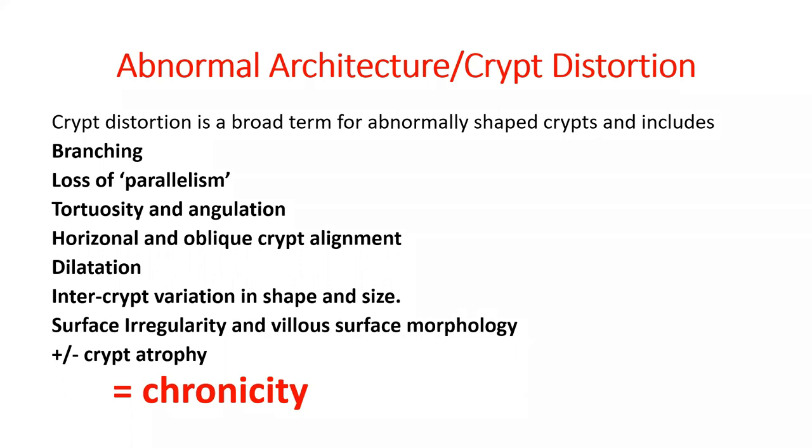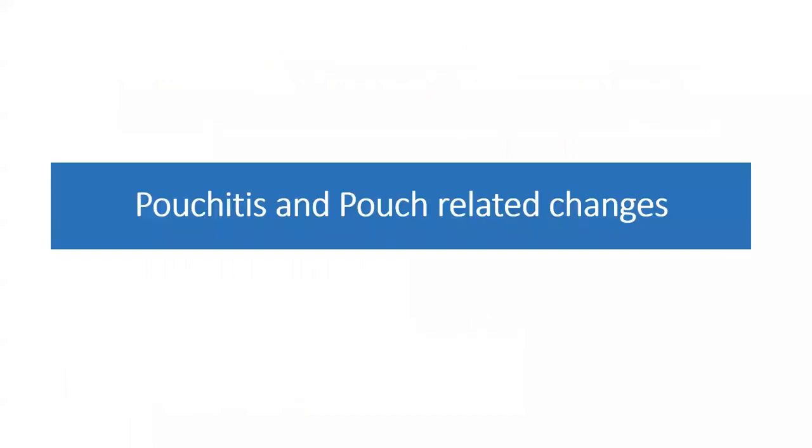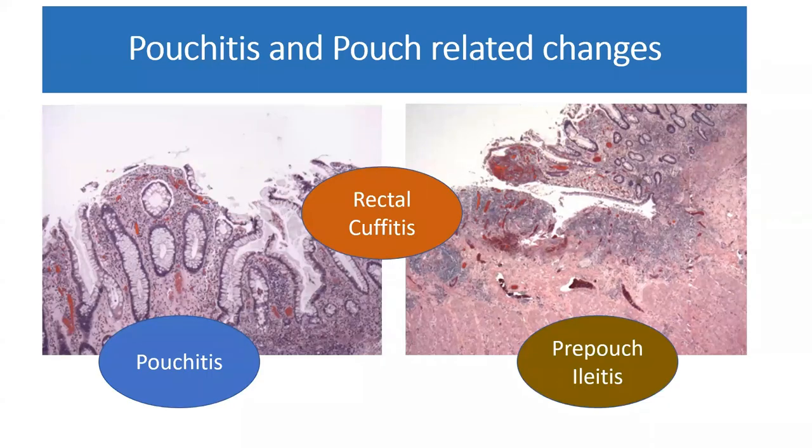Of course, we will use the signs of chronicity that we talked about in great depth in the previous seminars, but this term of chronicity we will just have to portray a little bit differently when we come to pouchitis and pouch-related changes. Okay, so let's start the story, and we will build the story together. Hopefully by the end, you will become very good in this area, and you will know exactly what you need to do when you are faced with this.